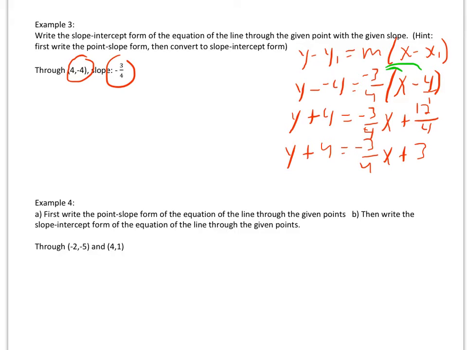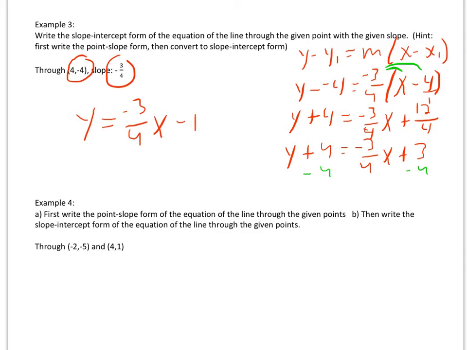And we'd finish by subtracting 4 from both sides. And we'd end up with the equation y equals -3/4 x minus 1.